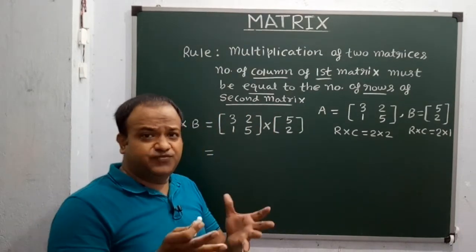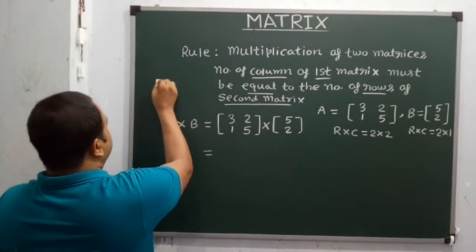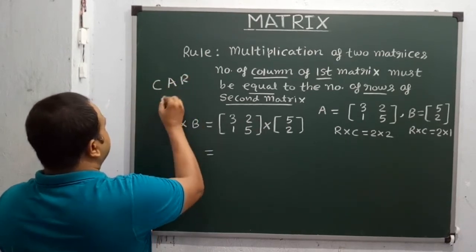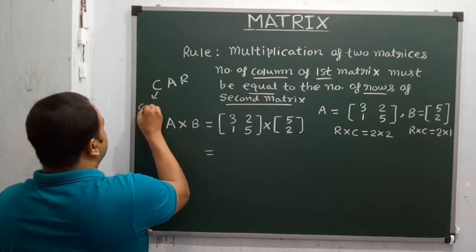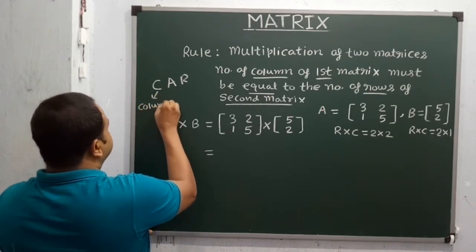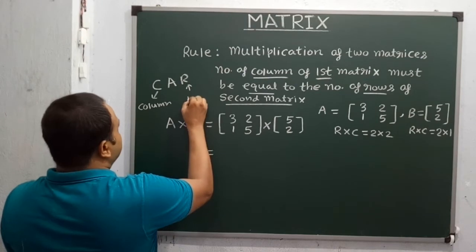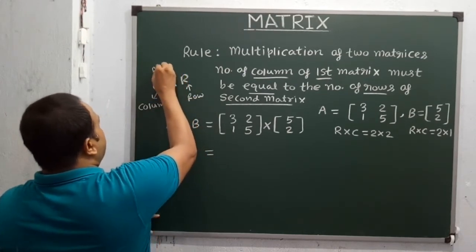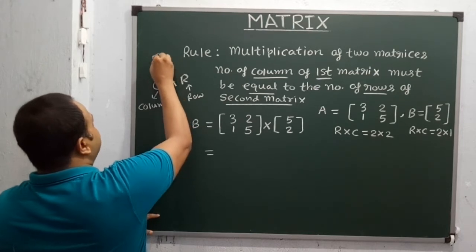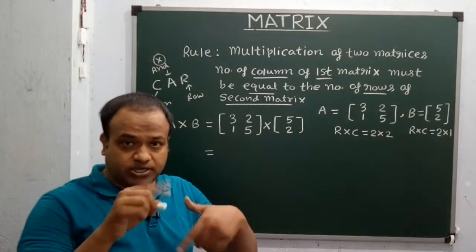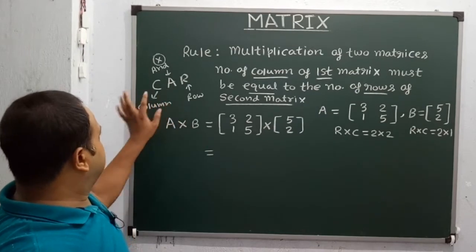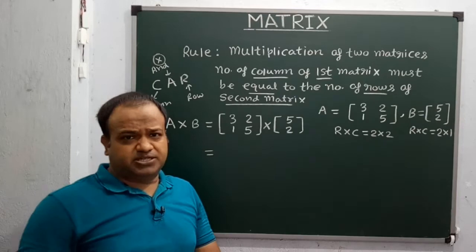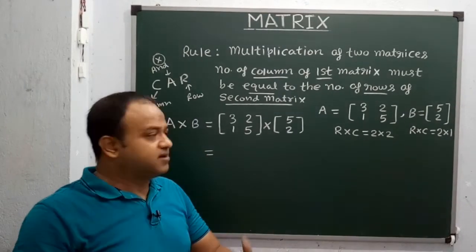There is one trick if you forget: just remember CARD. Here C represents column, R represents row, and A, which we know means 'and' or 'into' in computer terms, means product. So when there is a product, the number of columns of the first matrix must be equal to the number of rows of the second matrix. Very simple, just remember CARD.